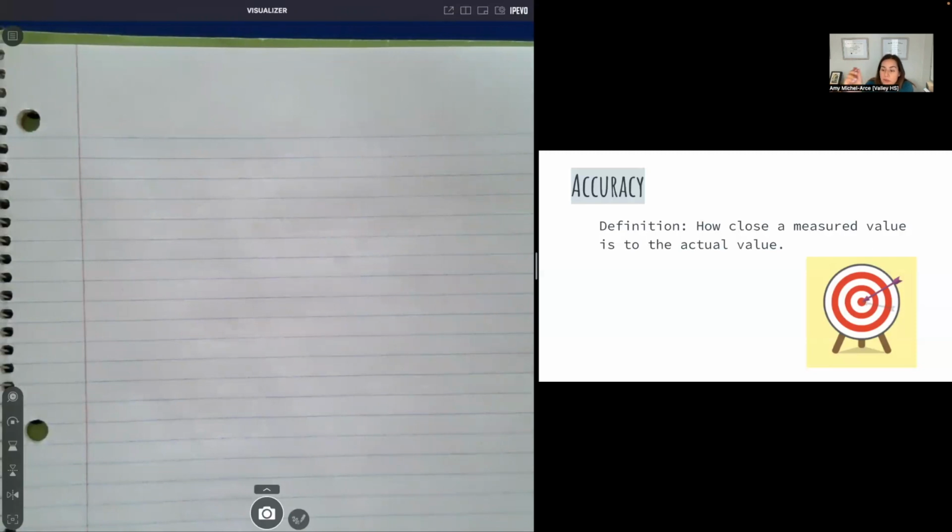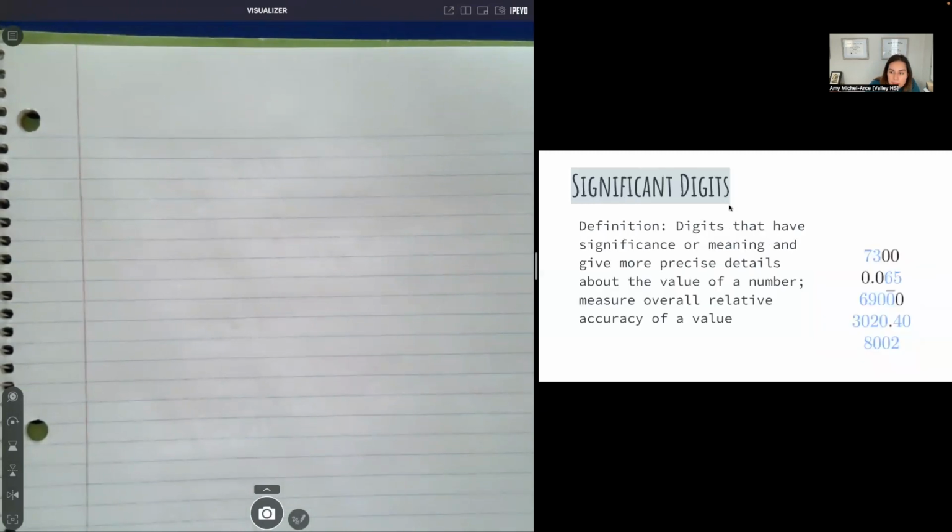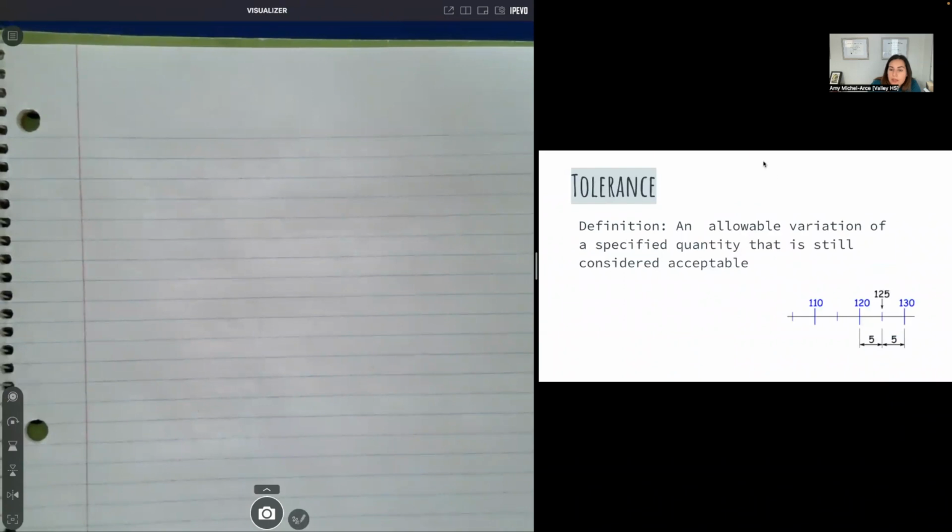So where you want the value to be is, say, in the center of that target. If your arrow hits that center of the target, you're said to have high accuracy. If it's far away from where we want it to be, like far away from that middle point, then we say it's low accuracy. Significant digits: digits that have significance or meaning and give more precise details about the value of a number. They measure overall relative accuracy of a value. So we're going to talk through what all those numbers mean.